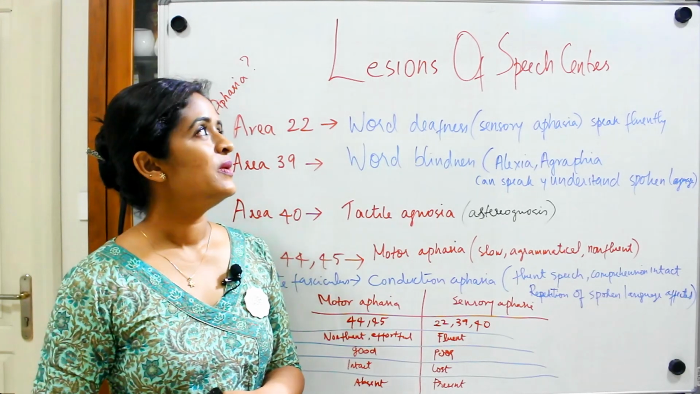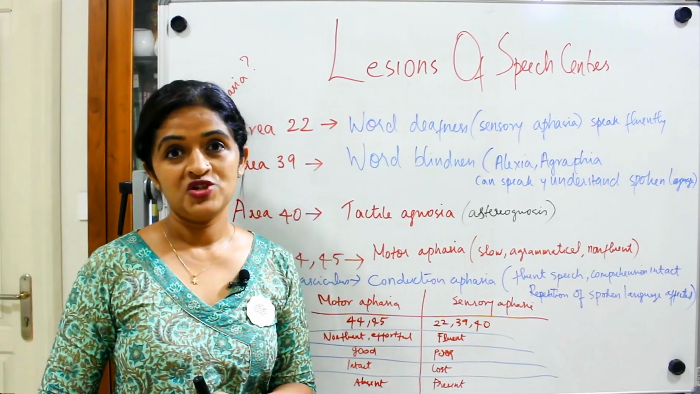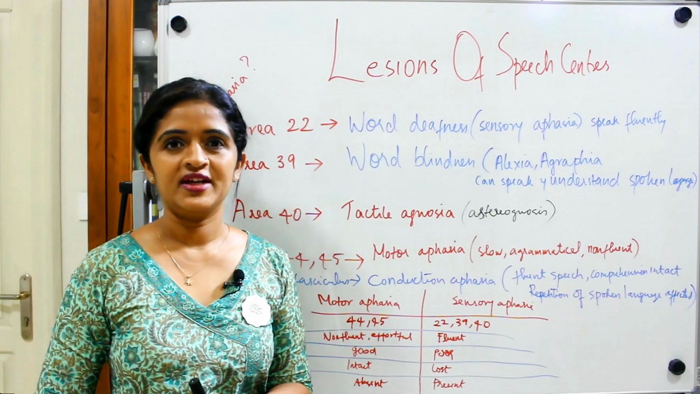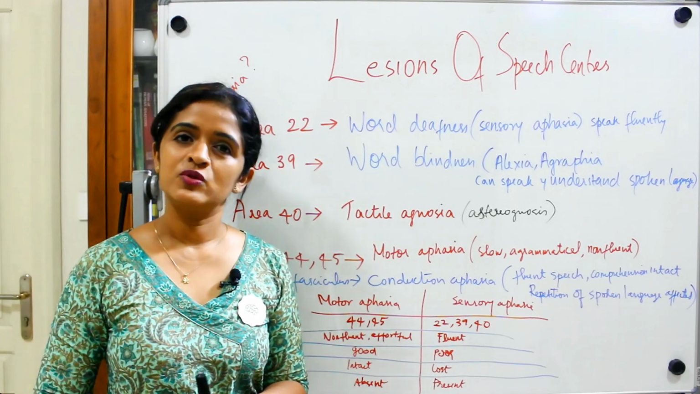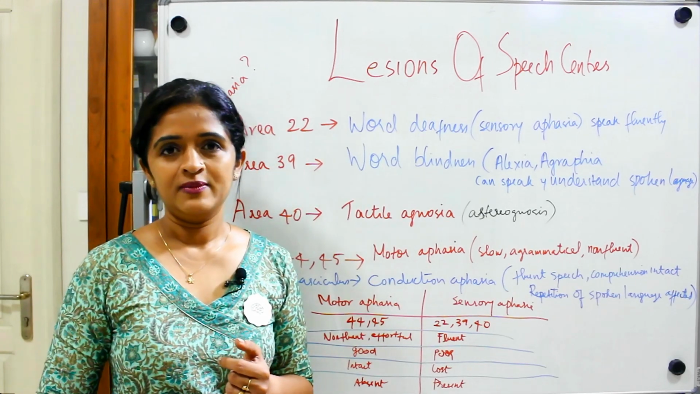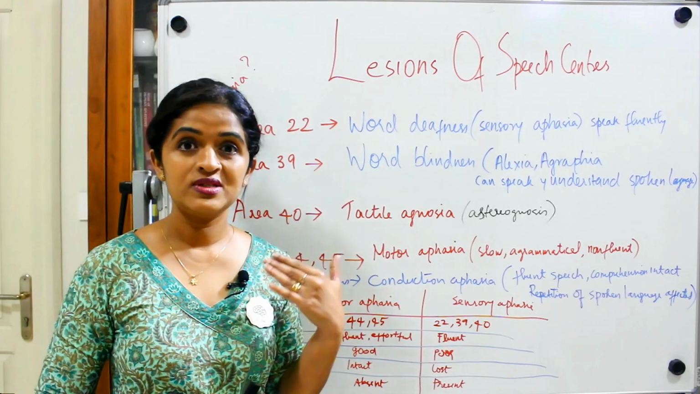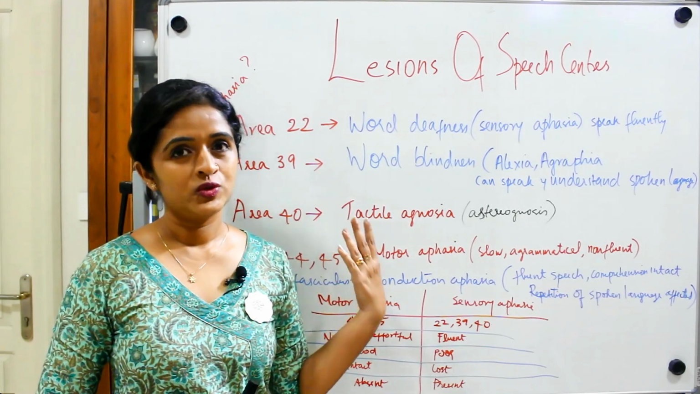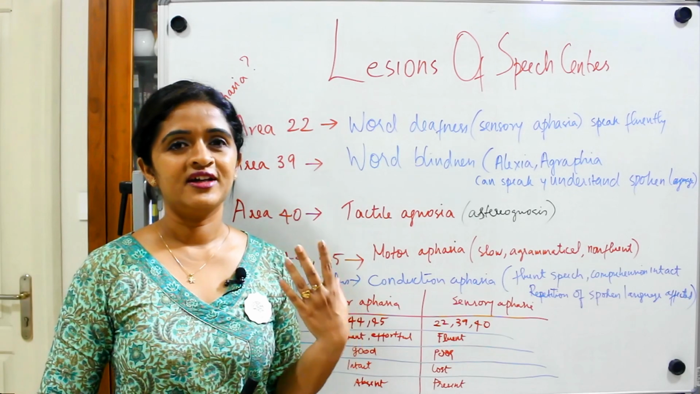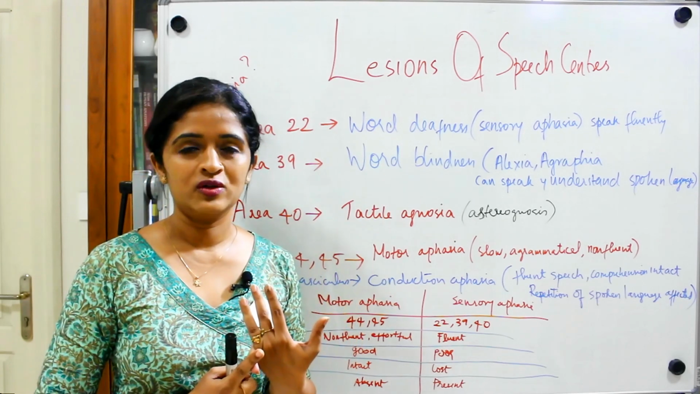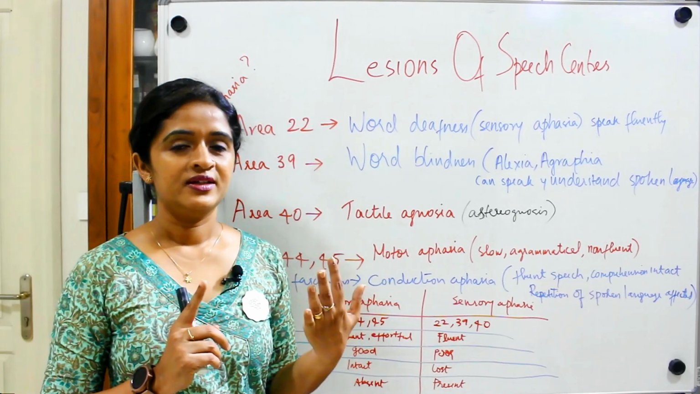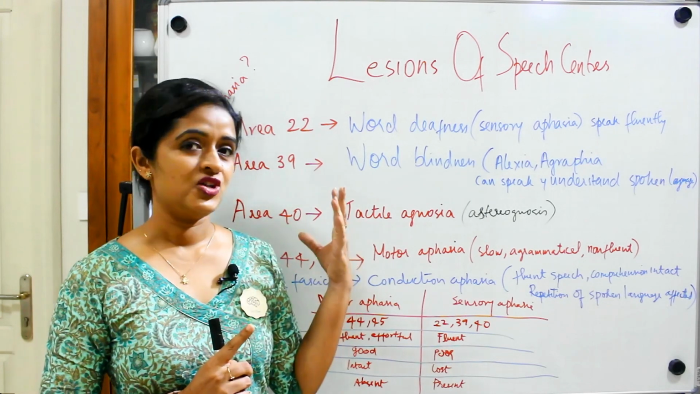So in this session we'll be discussing the lesions of speech areas, that is the functional areas which control speech on the superolateral surface of the cerebral hemisphere. Before you view this session, I would like you all to go through the sessions which I have done regarding the major sulci and gyri on the superolateral surface, the functional areas, and the functional areas of speech.